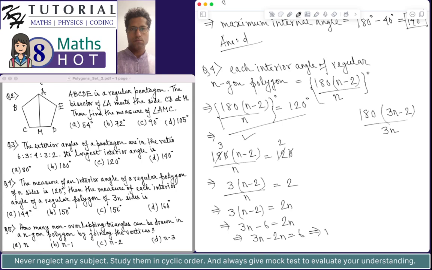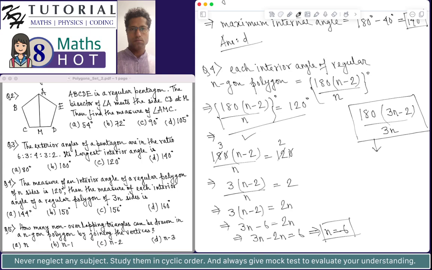This implies n is equal to 6. So the number of sides of the regular polygon will be 6. That is, it is a regular hexagon. So we have found n. Now we need to find the value of this. That is, this will be the value of each interior angle if the number of sides is 3n.